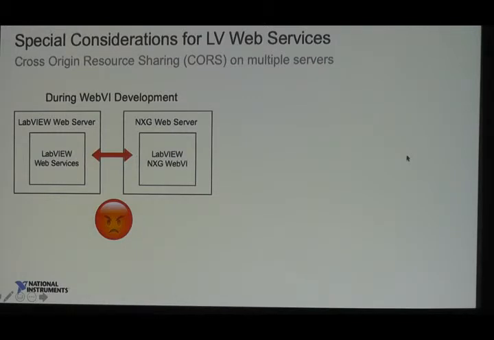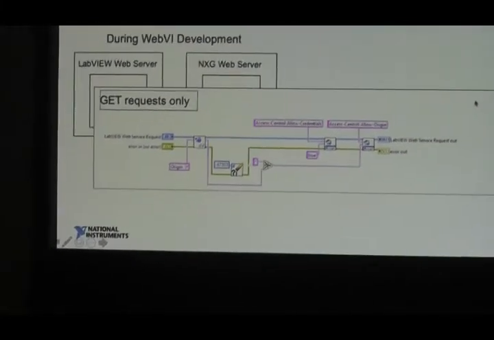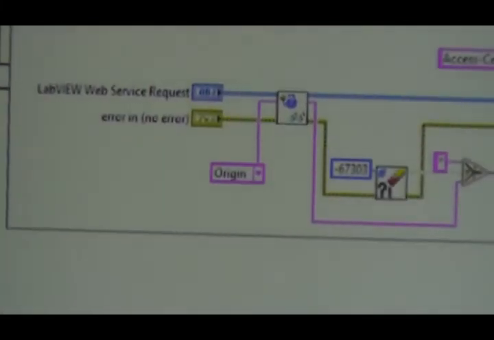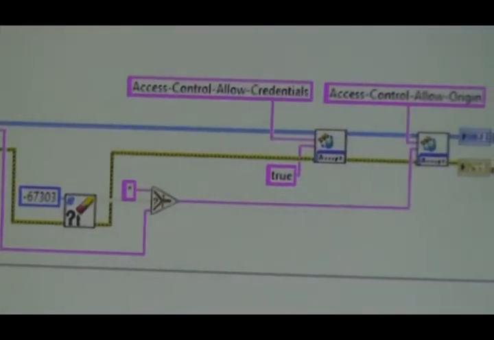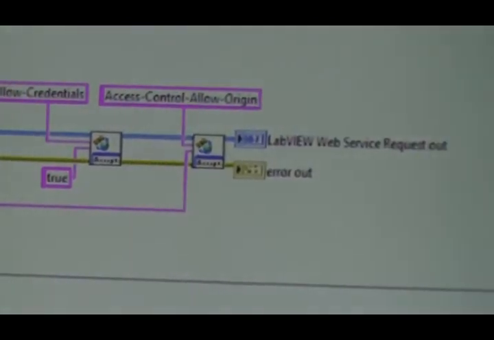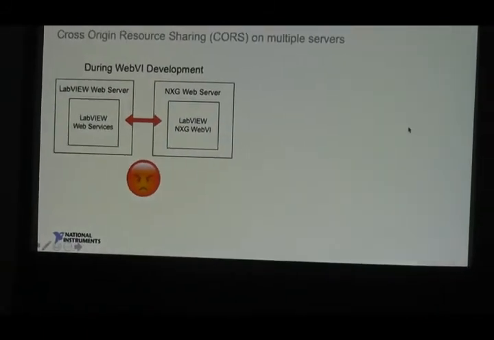So there's a little something you can do to get around it. Basically, you have to tell the LabVIEW web server to whitelist the LabVIEW NXG web server, and then for certain types of requests, it'll be happy. But this is something that we're looking into improving in the future. We want to make it so that the web servers are unified, and then you basically get rid of the CORS problem. So that's during web VI development.